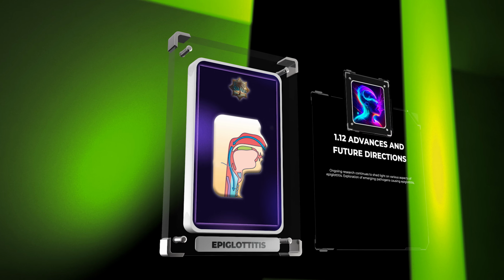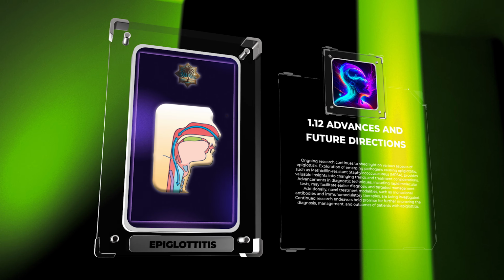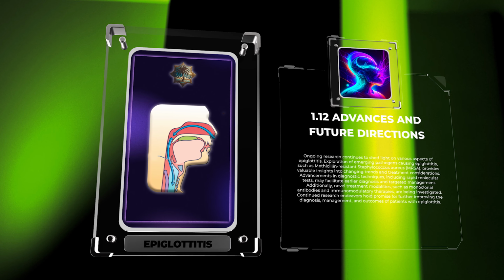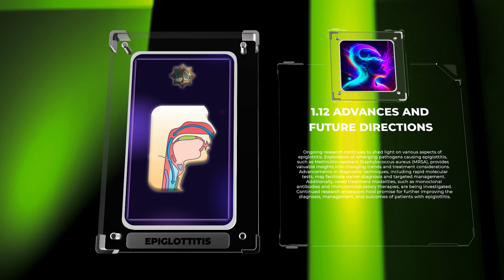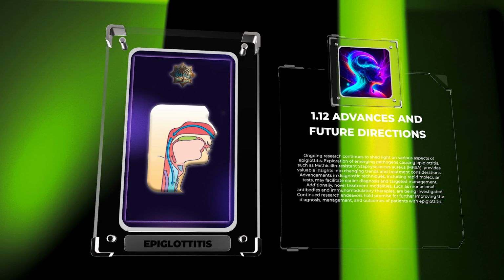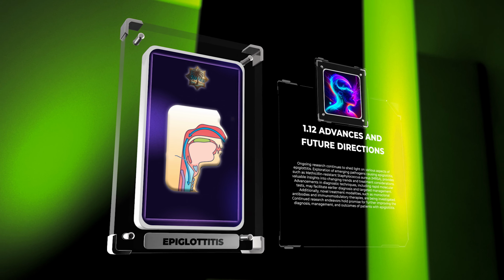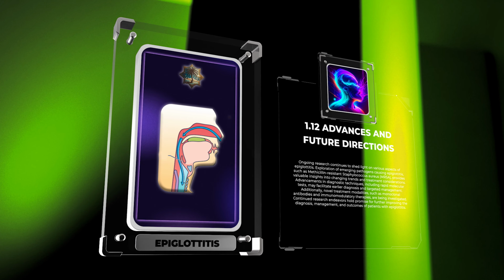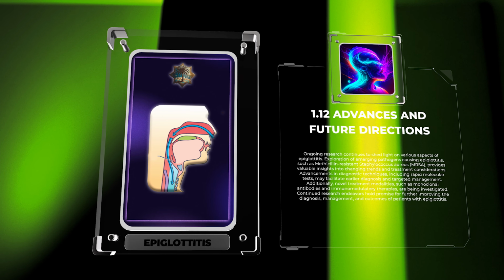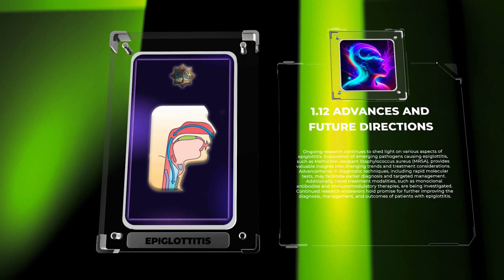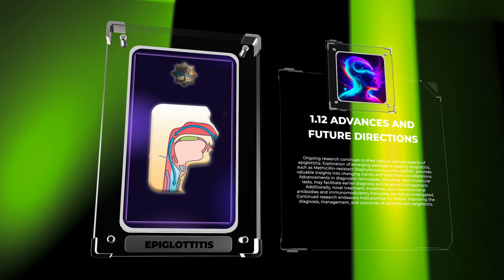Ongoing research continues to shed light on various aspects of epiglottitis. Exploration of emerging pathogens causing epiglottitis, such as methicillin-resistant Staphylococcus aureus, MRSA, provides valuable insights into changing trends and treatment considerations. Advancements in diagnostic techniques, including rapid molecular tests, may facilitate earlier diagnosis and targeted management. Additionally, novel treatment modalities, such as monoclonal antibodies and immunomodulatory therapies, are being investigated. Continued research endeavors hold promise for further improving the diagnosis, management, and outcomes of patients with epiglottitis.